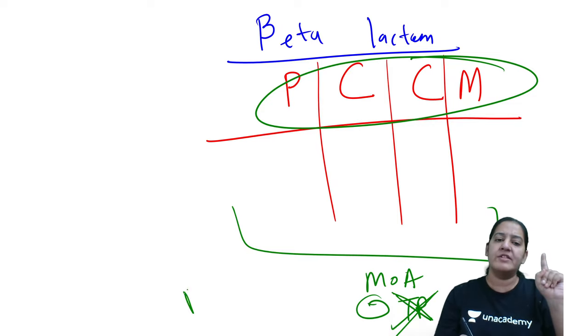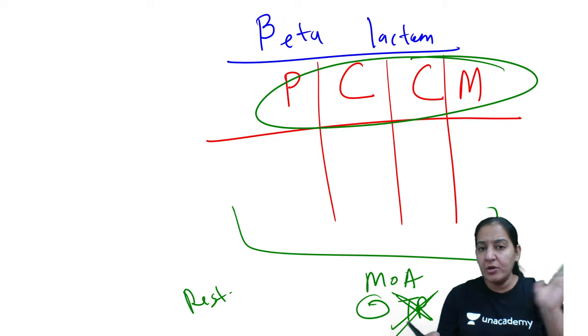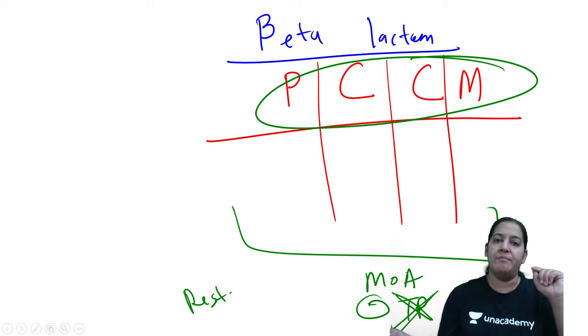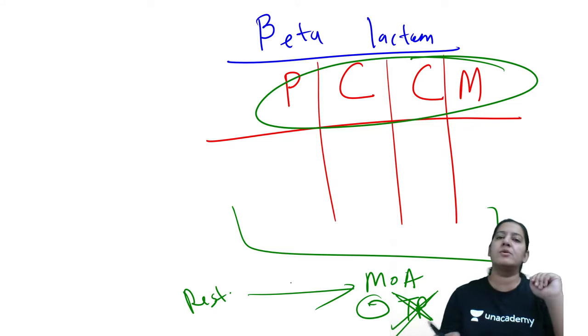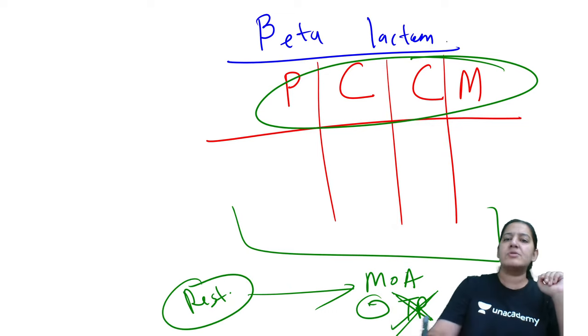There is one more thing which is known as resistance. Bacteria do not want to die, right? No one likes to die. So bacteria also want to live. Bacteria also want to survive. That's why bacteria will do the opposition. And that opposition is known as resistance. So resistance is also the same in all of them.